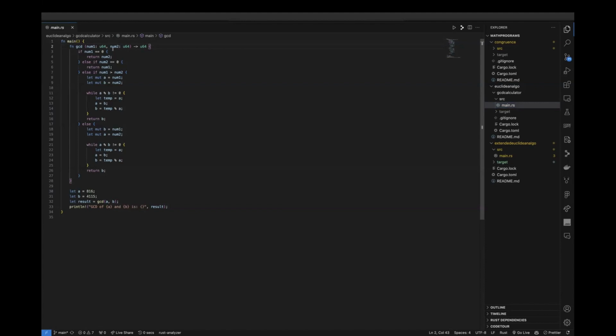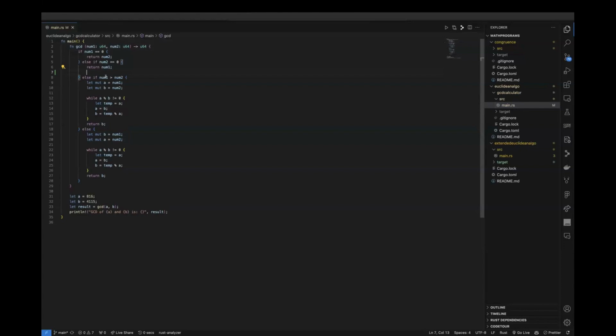The first two if statements cater for when one of the numbers is 0, so it returns the other number, the second number. From the third if statement, it handles when the two numbers are not equal to 0.